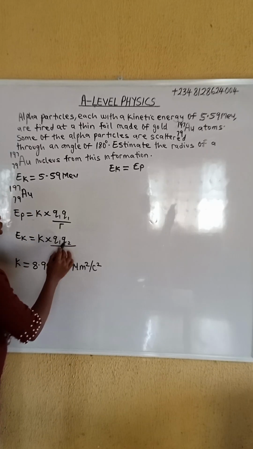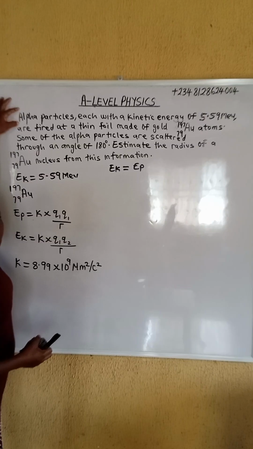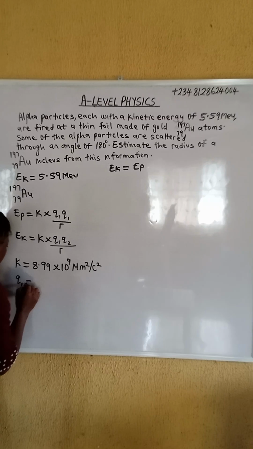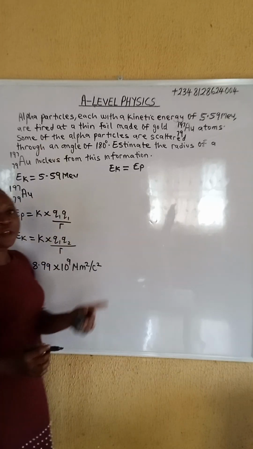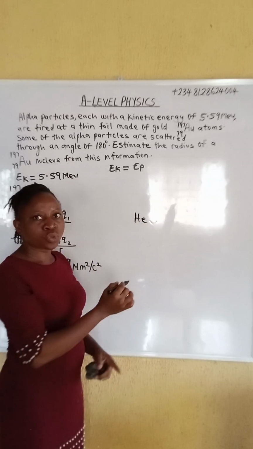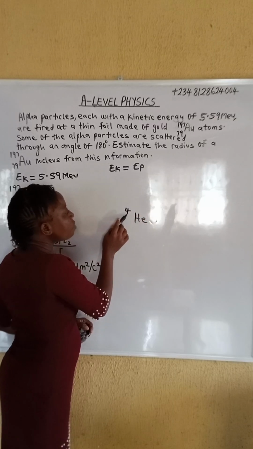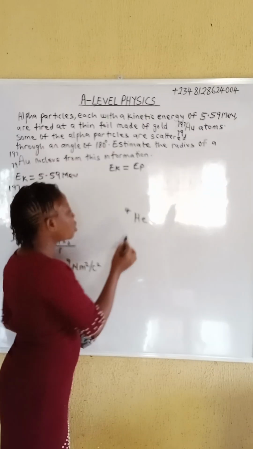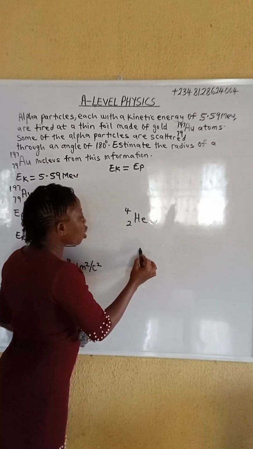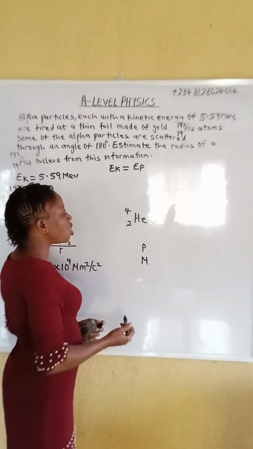Then what are Q1 and Q2? Q1 is the charge of the alpha particle. Don't forget that an alpha particle is represented by a helium nucleus. Helium has a mass number of 4 and an atomic number of 2. The nucleus of helium consists of protons and neutrons.